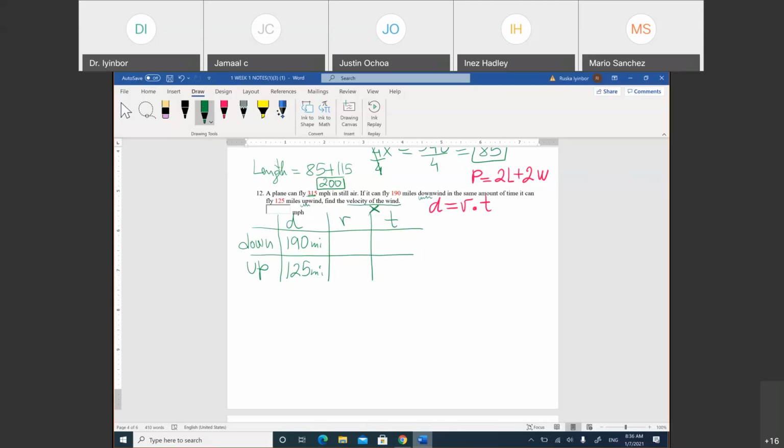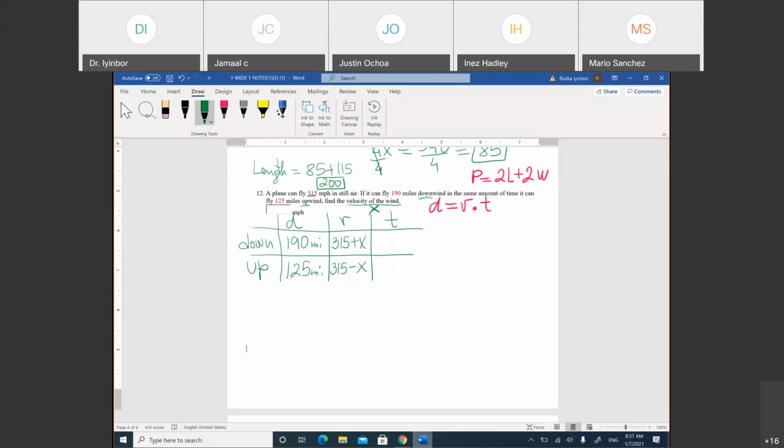What do you think? It's going to push it. It's going to go faster, right? So the speed is going to be 315 plus x. And if you're going against the wind, or upwind, it's going to be 315 miles per hour minus whatever the speed of the wind is. Okay? So this is how you have the table set up so far.